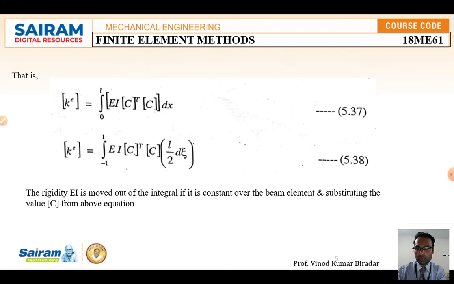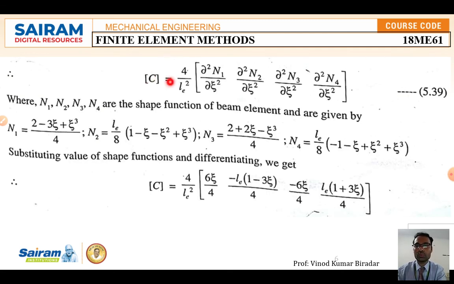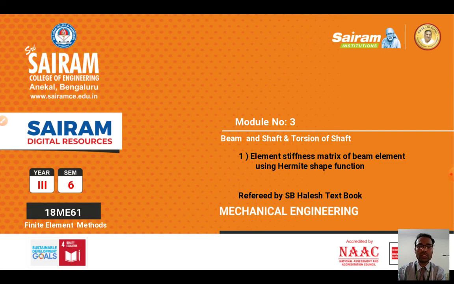Look at this: the rigidity EI is moved out of the integral. If C is a constant over the beam element, you can take it out of the integral and substitute the value of C from the above equation, so you get C equal to 4 by L square at node number 1 and at node number 2. After substituting the shape function values, it is very easy. You have to remember these values: 2 minus 3 zeta plus zeta cube by 4, LE by 8 times 1 minus zeta minus zeta square plus zeta cube, 2 plus 3 zeta minus zeta cube by 4. Substitute again and simplify, and you are going to get the element stiffness matrix for the beam element. I hope you understand this.